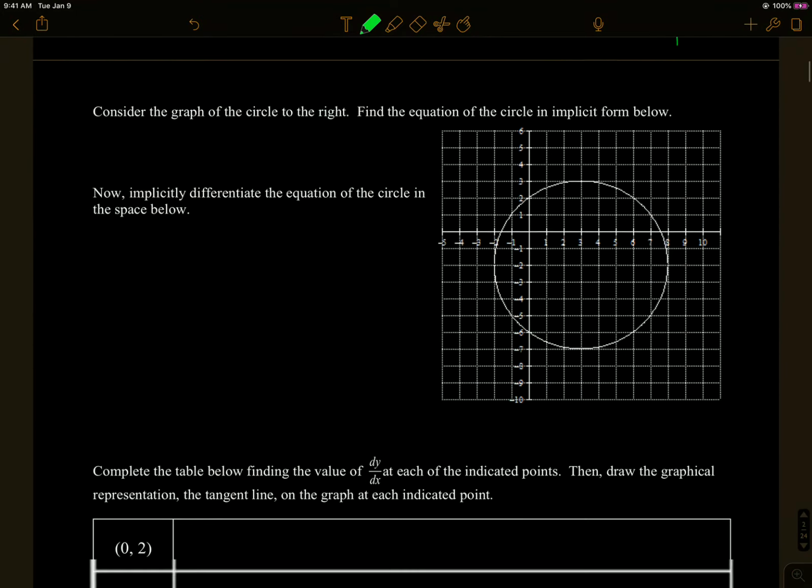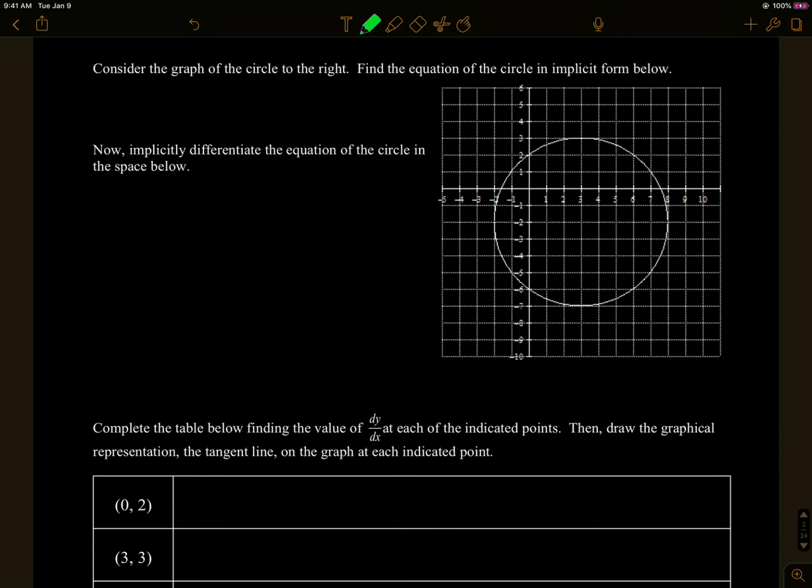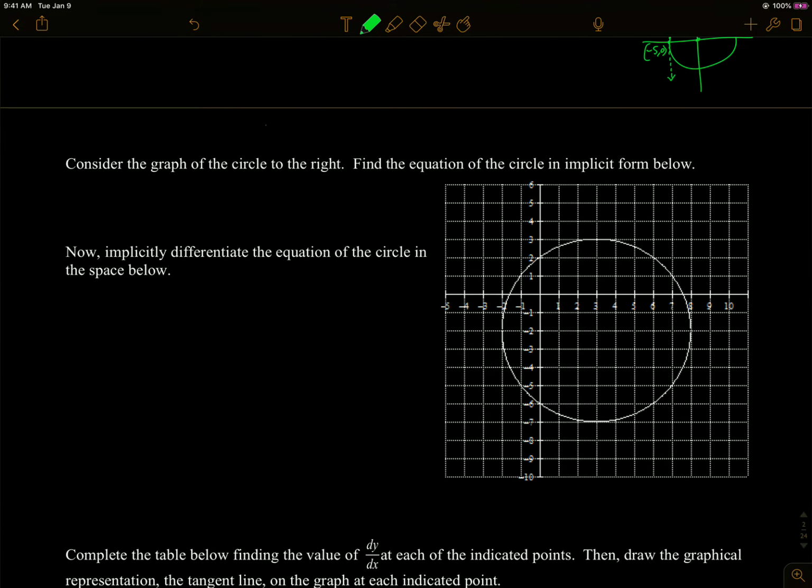All right, so let's look at an example. So we want to consider this circle. Now, this one's not centered at 0, 0. Please recall that the equation of a circle is x minus h squared plus y plus 2 squared.